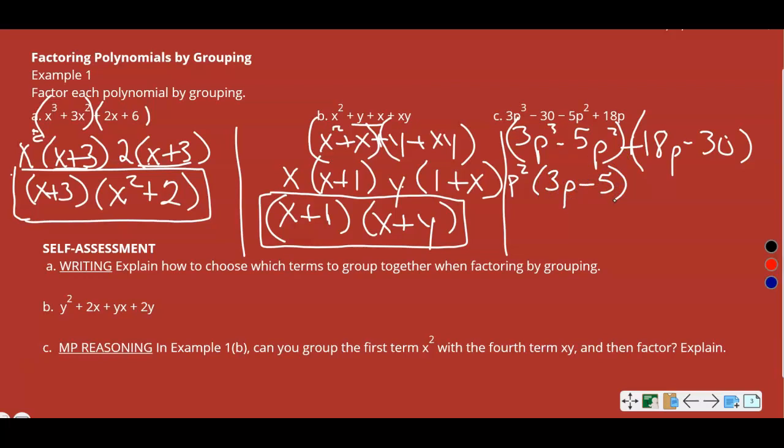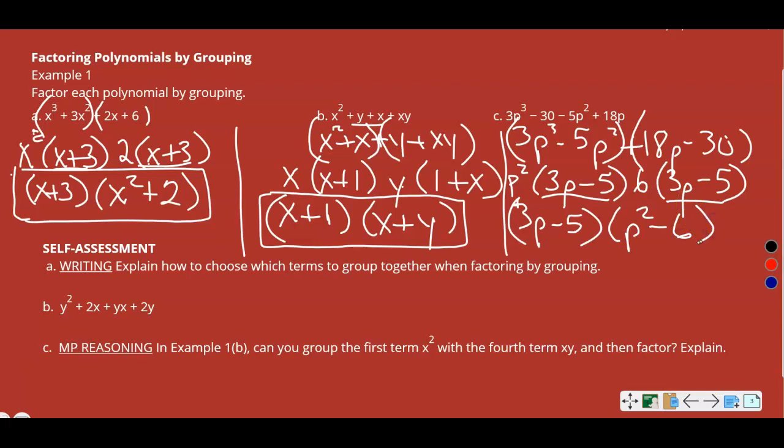18 and 30 are both divisible by 6. They're also divisible by 2 and 3, but you always want to find your greatest common factor to make sure you're factoring completely. So I'm going to factor out my 6. 6 goes into 18p 3p times, and 6 goes into negative 30 negative 5 times. Now 3p minus 5 is my common factor, so it comes down, and I have p squared minus 6. If this 6 were a perfect square, you would be able to factor this further as a difference of squares, but 6 is not a perfect square, so this is now factored completely.